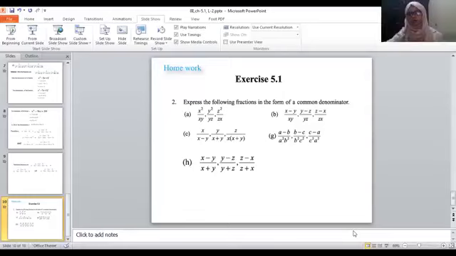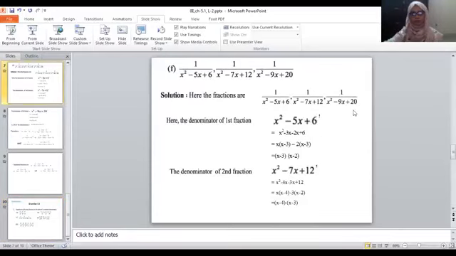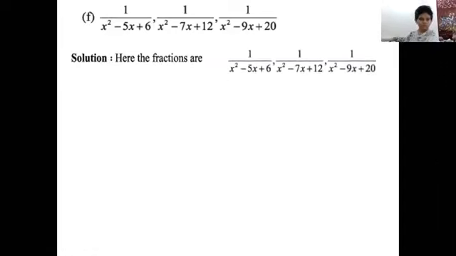Yes, Ryan Chaudhary. Please go through the problem. Here, the fractions are 1 by x square minus 5x plus 6, 1 by x square minus 7x plus 12, and 1 by x square minus 9x plus 20.